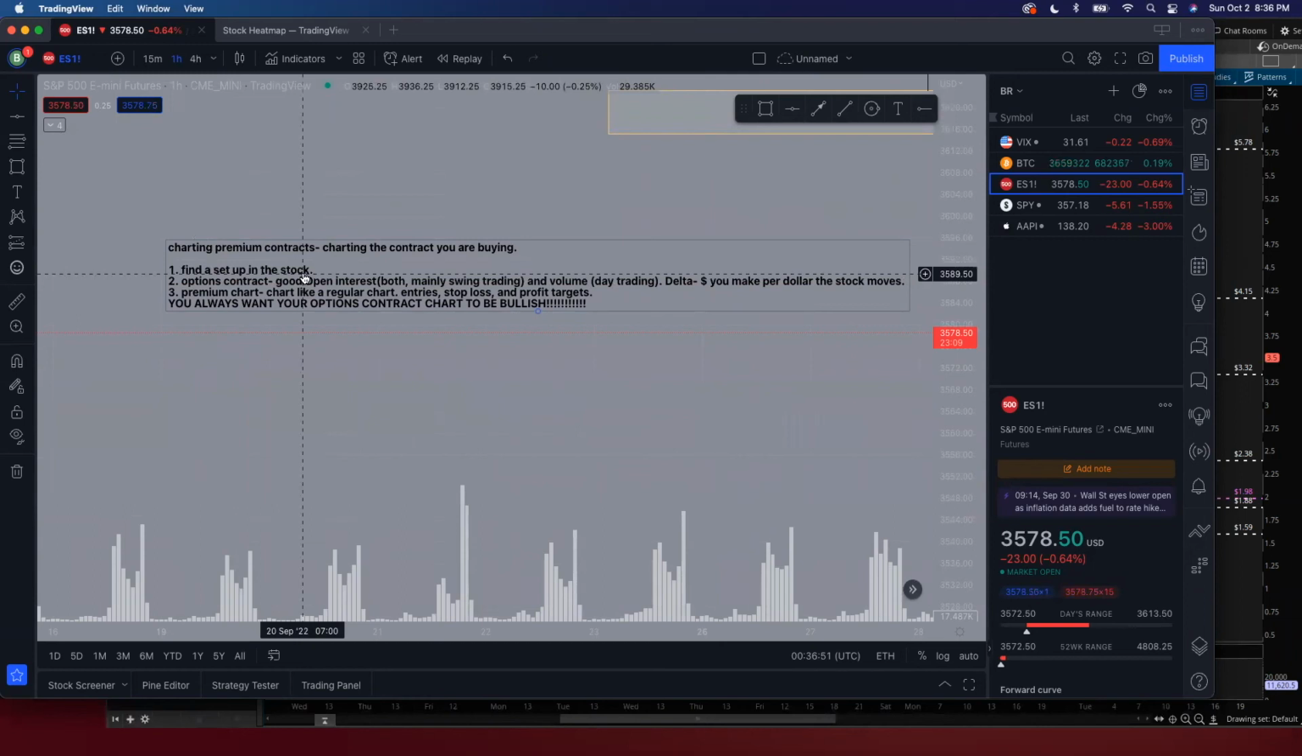Find the setup in the stock. I find my setup in the stock, find the options contract, support. I basically find the contract that looks good. And then what was the algorithm? I'm not sure what that means. I'm just looking at the options contract, the chart for the options contract. So find the setup in the stock, find the right options contract. Premium chart, I look at the chart. Oh, risk to reward. I'm looking to make way more than I'm risking.